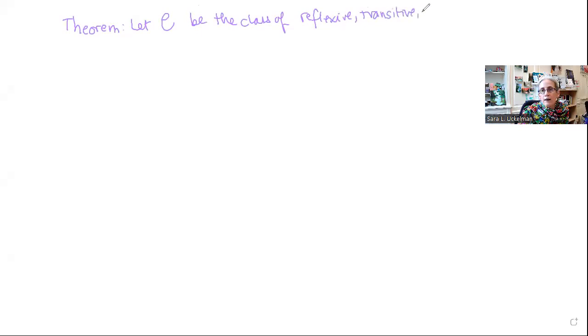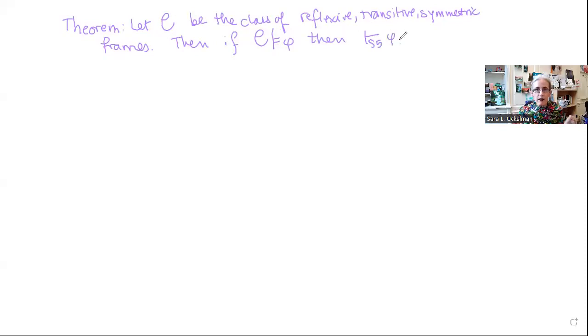I'm going to start by turning the general kind of things that we were talking about in the previous video about the completeness of S5 into a precise statement, so that we're all on the same page about what it is that we are going to prove. The theorem that we are working towards is this. Let C be the class of reflexive, transitive, and symmetric frames. Then, if we have some formula phi that is valid on the class of frames, then in system S5, we can give a proof of it. So it is a theorem of S5.